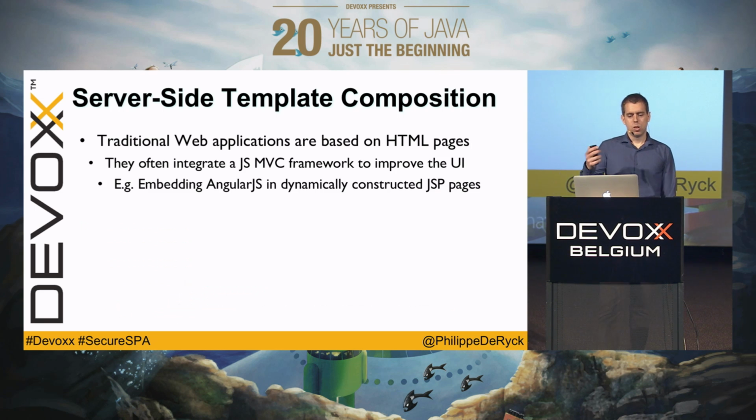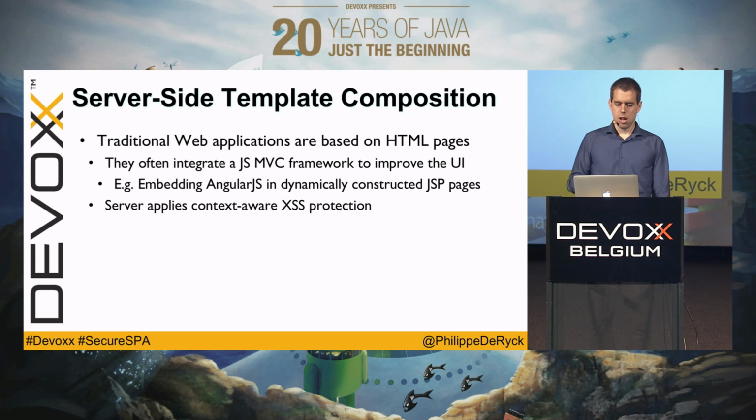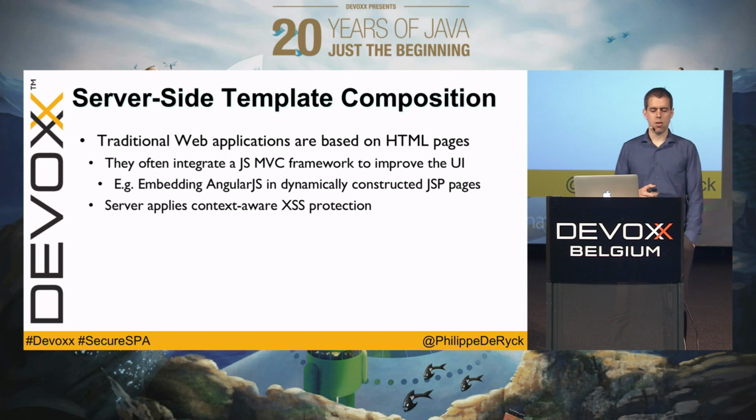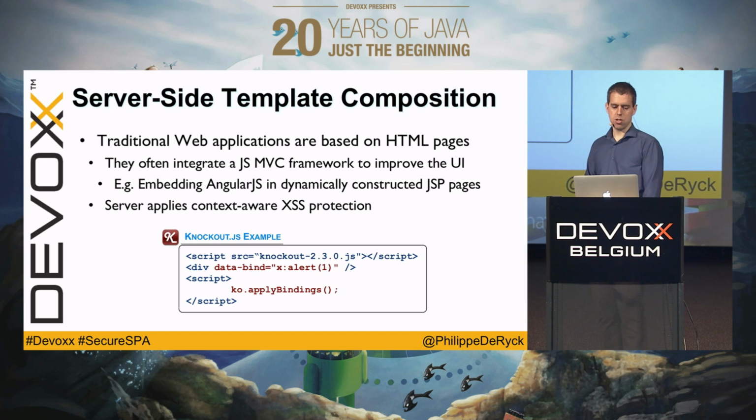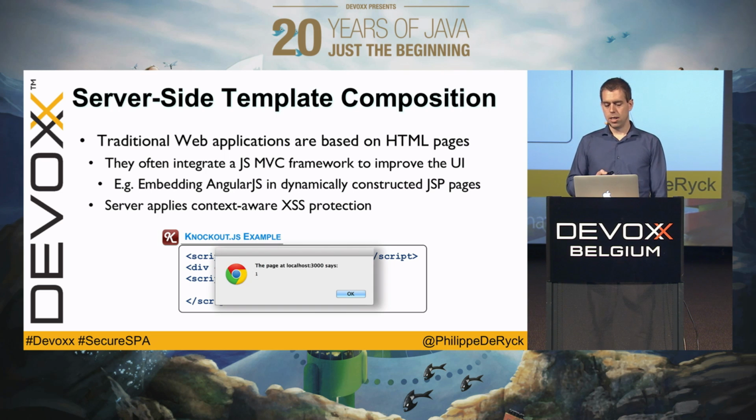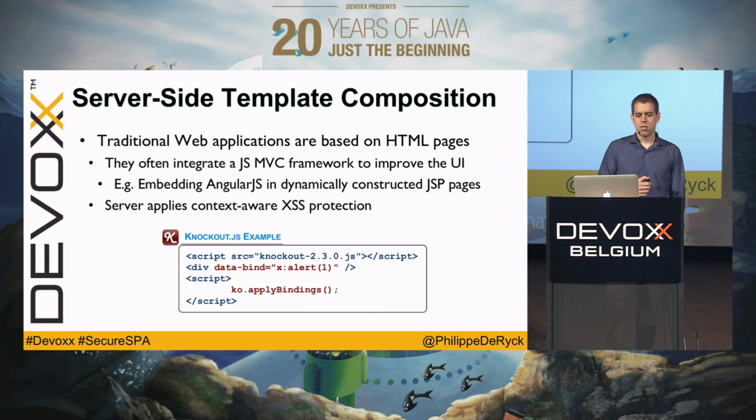Well, this scenario happens when you want to improve your UI with such a framework. And the problem is that the server applies context-aware cross-site scripting protection, which is good. You know about cross-site scripting, you protect against it, and let's see if you're doing it right. This is a knockout.js example. You may guess that this results in cross-site scripting because it's in the slides. It does.